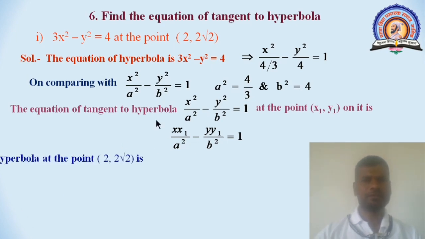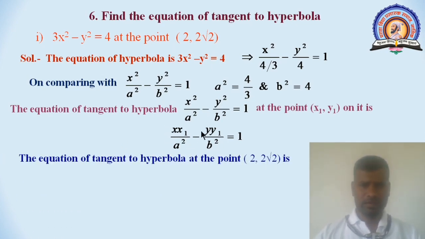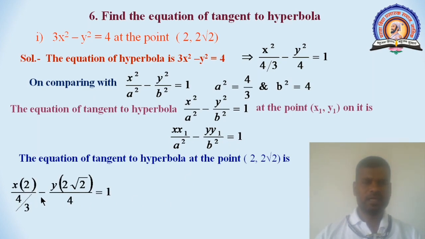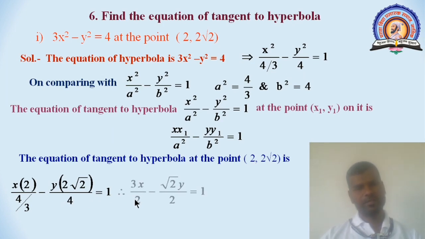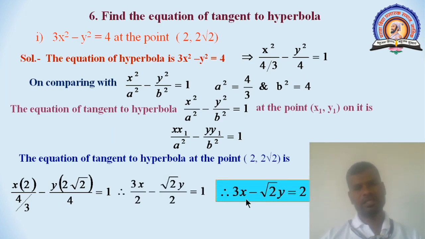Put these values in the equation of the tangent to the hyperbola. You will get x·2/(4/3) − y·2√2/4 = 1. On simplifying, you will get the equation of the tangent as 3x − √2y = 2.